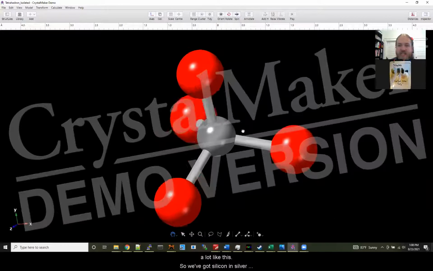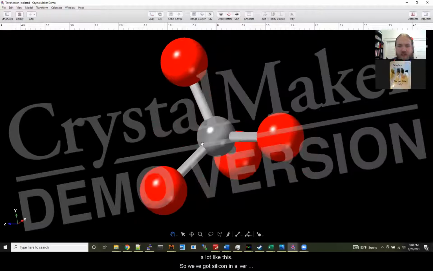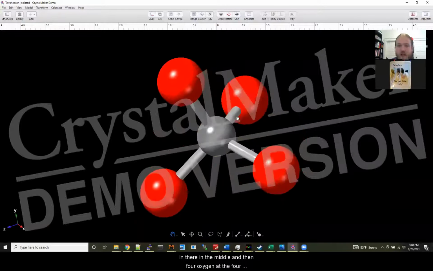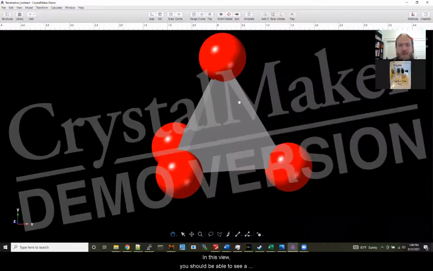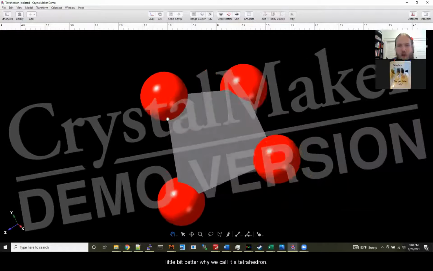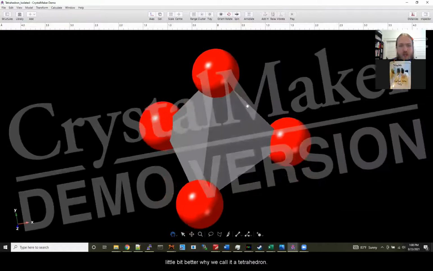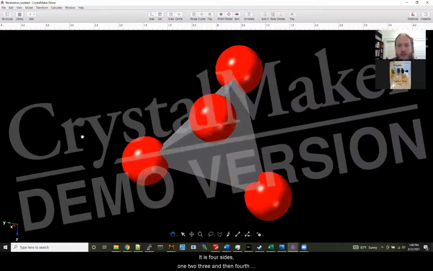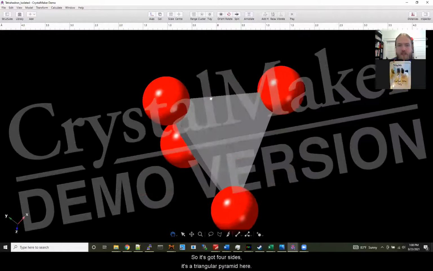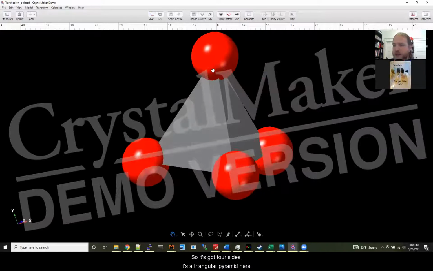That silica tetrahedron looks a lot like this. So we've got silicon in there in the middle, and then 4 oxygens at the 4 corners of a tetrahedron. In this view, you should be able to see a little bit better why we call it a tetrahedron. It has 4 sides: 1, 2, 3, and then the 4th is on the bottom. It's a triangular pyramid here.